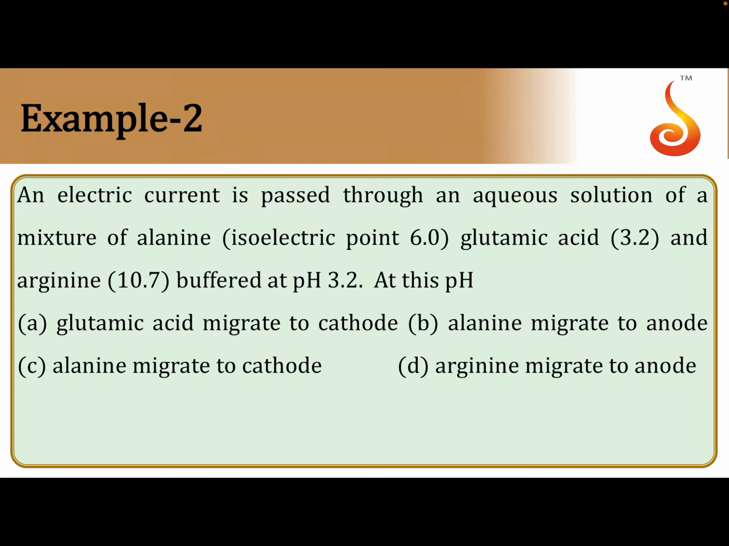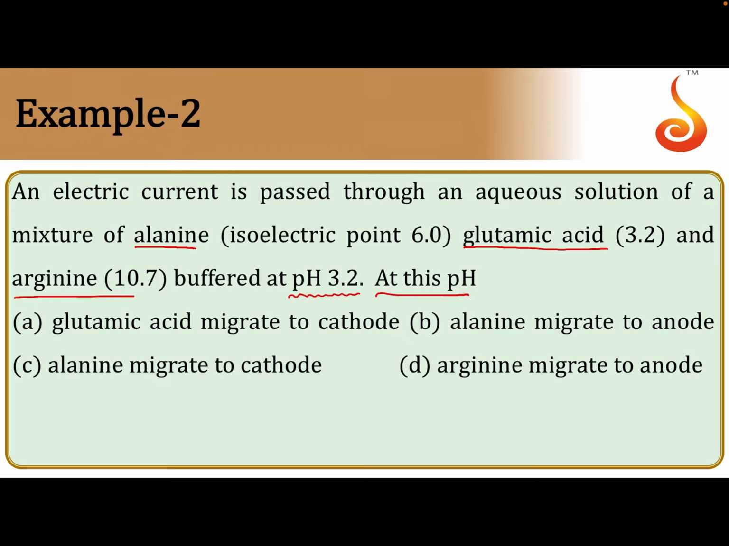An electric current is passed through an aqueous solution of a mixture of alanine, glutamic acid and arginine. Their isoelectric points have been given. When the pH of the solution is maintained at 3.2, at this pH the particles will exist in which form and migrate to which pole during the electrolysis process.